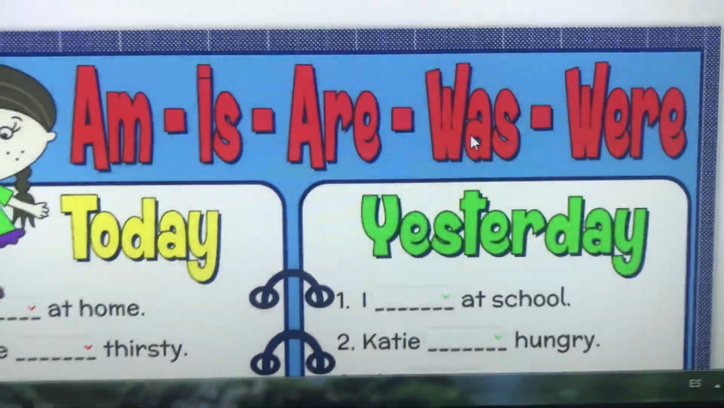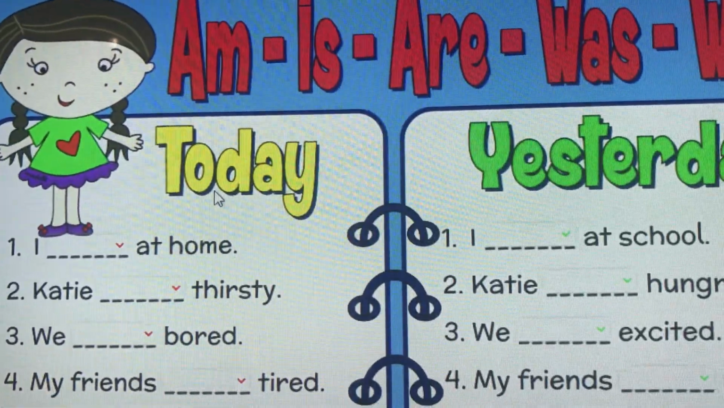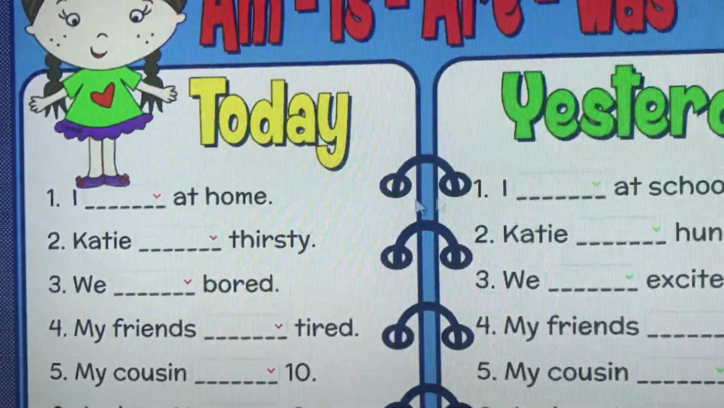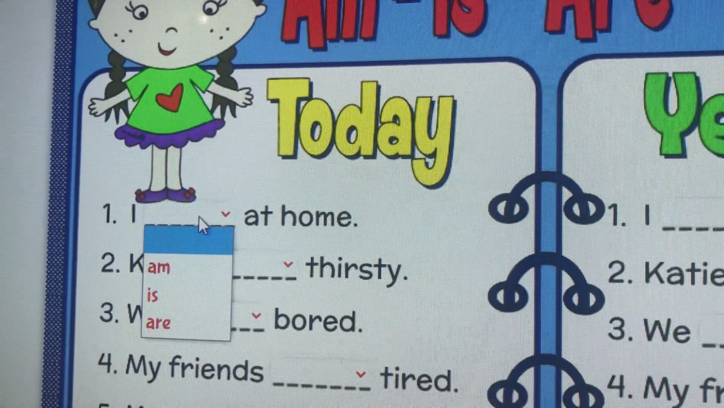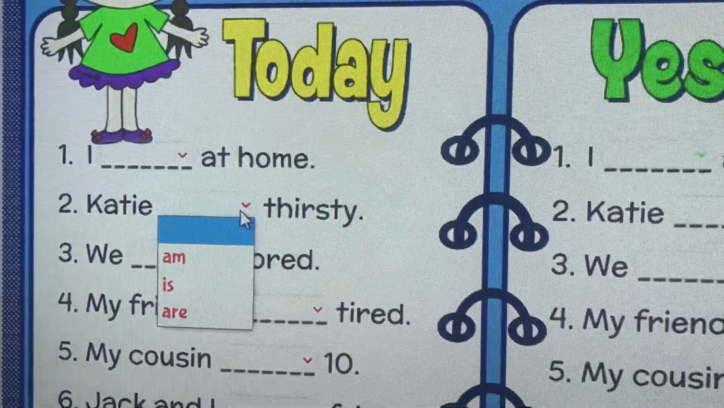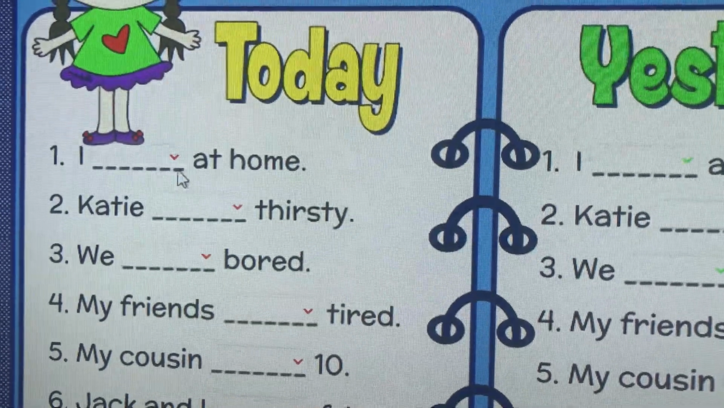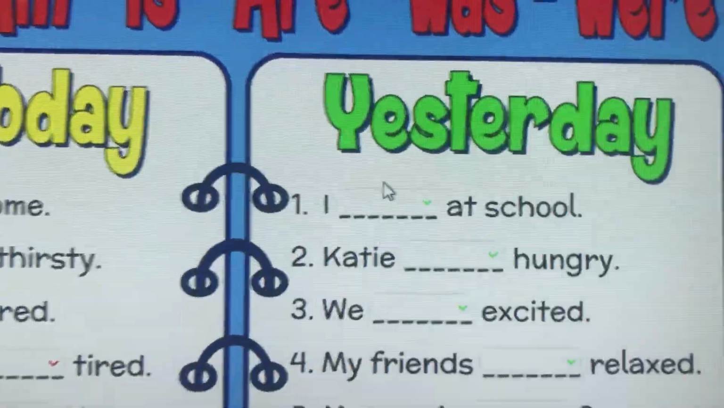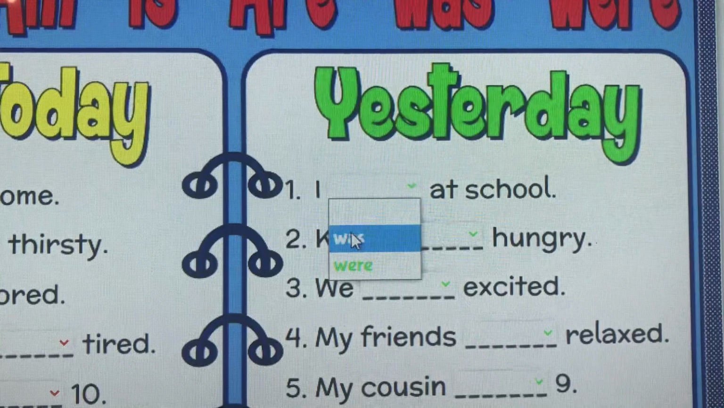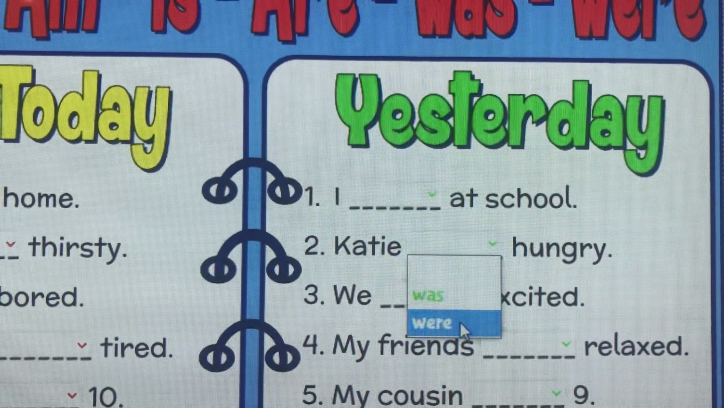So in this exercise also, you have today and you have yesterday. It's about present and past tense. Okay. So like number one, it says I am, is, or are at home. What do you think goes there? Katie is, are, or am thirsty. Which one do you think goes there? Now, if we move to this one, yesterday, we can talk about the past. We can say, I was or were at school. Katie was or were hungry.